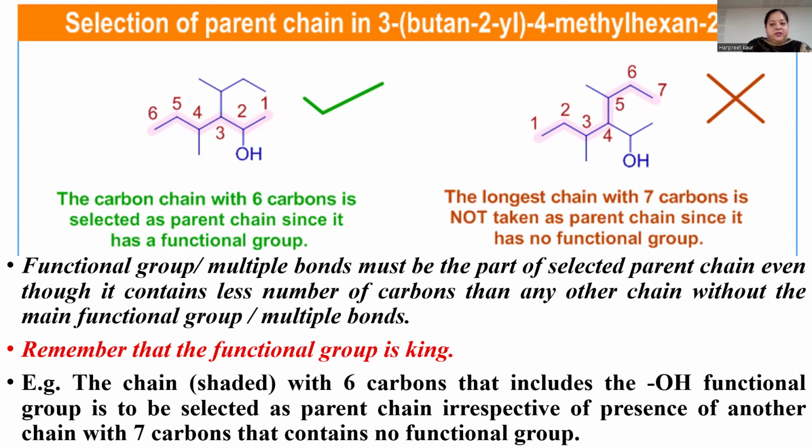But if we look at the second structure, the longest chain is with 7 carbon atoms. Although the 7 carbon atoms form the longer chain, in that chain OH is not a part of the principal chain or the parent chain. So this is not to be selected as the main parent chain. The first one with the shorter chain is a correct selection.